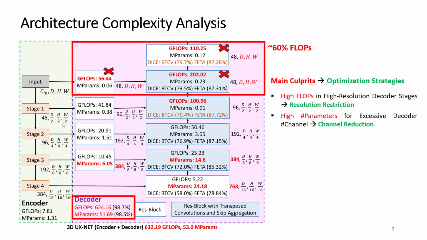We also found that excessive numbers of channels in low-resolution decoder stages are responsible for high parameter counts, about 87% of decoder parameters. We introduced a channel reduction strategy to optimize the number of parameters.